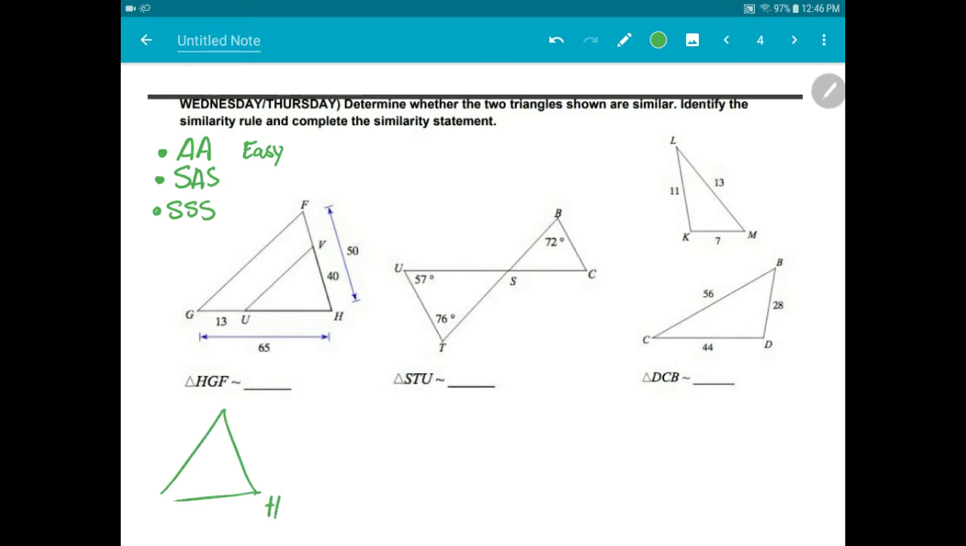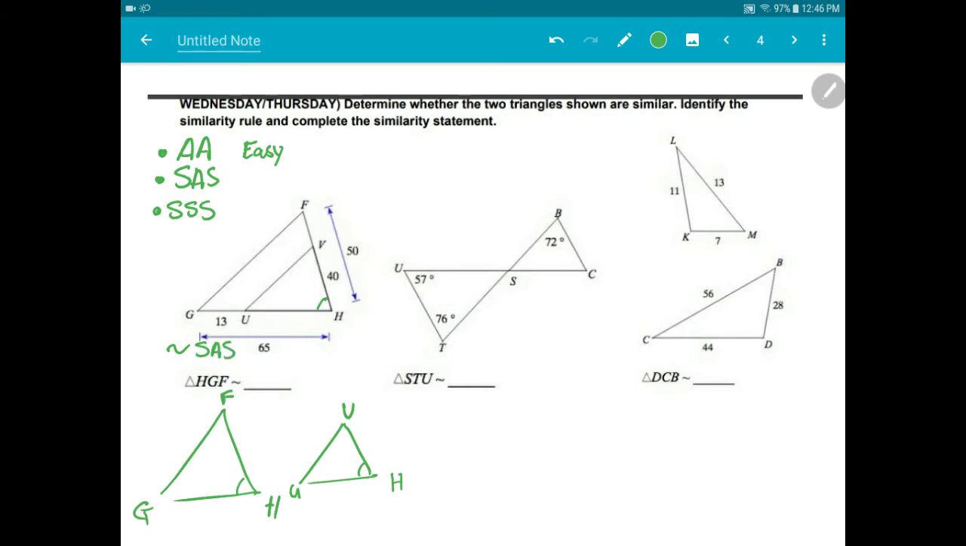There's my HGF and my little triangle HUV. Now straight away I can't do angle, angle, because I don't have 2 angles anywhere. But what I do have is that they both have angle H in them. So I'm going to put that straight in there, and this is the one we're going to try. We're going to try for side, angle, side. So I'm going to put similar side, angle, side here to see what we're trying.